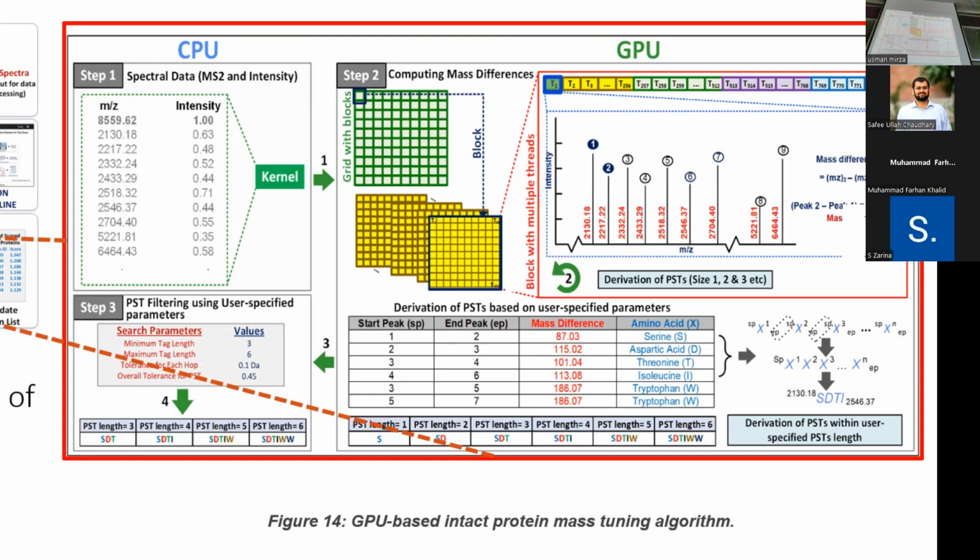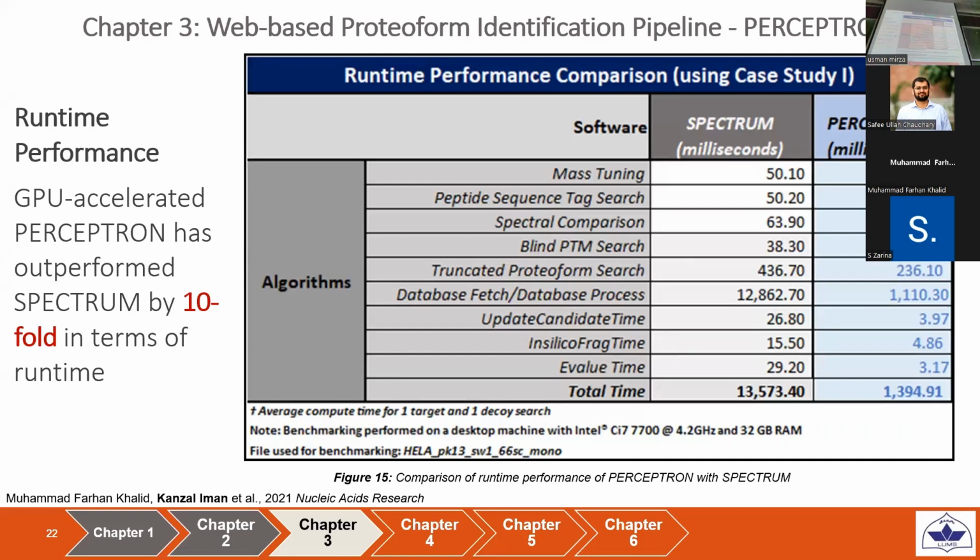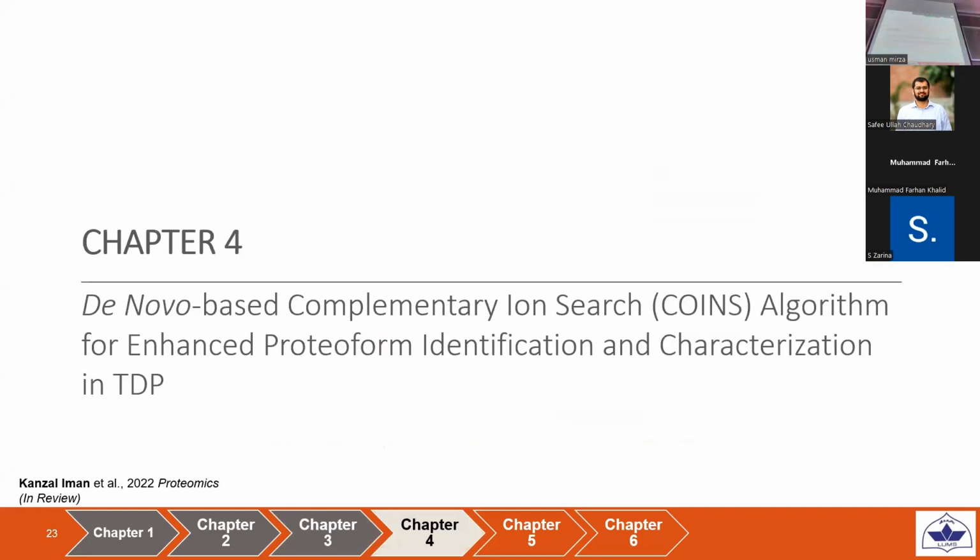So these PhDs are then used for onward filtering of the candidate protein list. The runtime performance of Perceptron was compared with Spectrum, and as is visible in the table here, Perceptron has outperformed Spectrum by 10-fold in terms of runtime. For Spectrum, the runtime for one dataset was 13,000 milliseconds, while that has been reduced in Perceptron, and it is now 1,300 milliseconds.